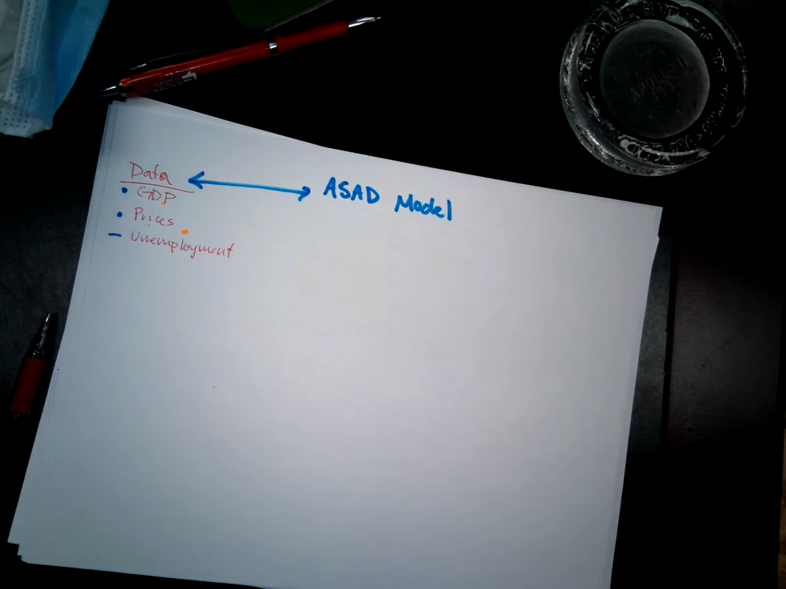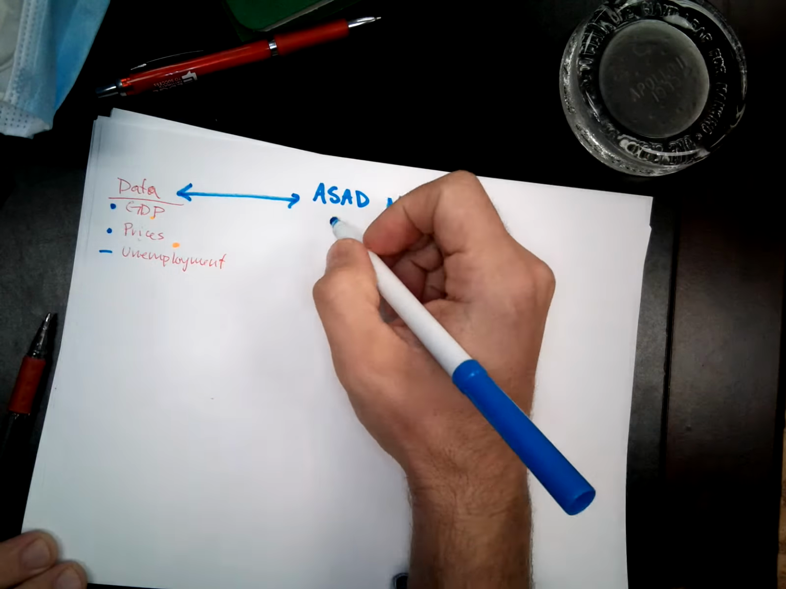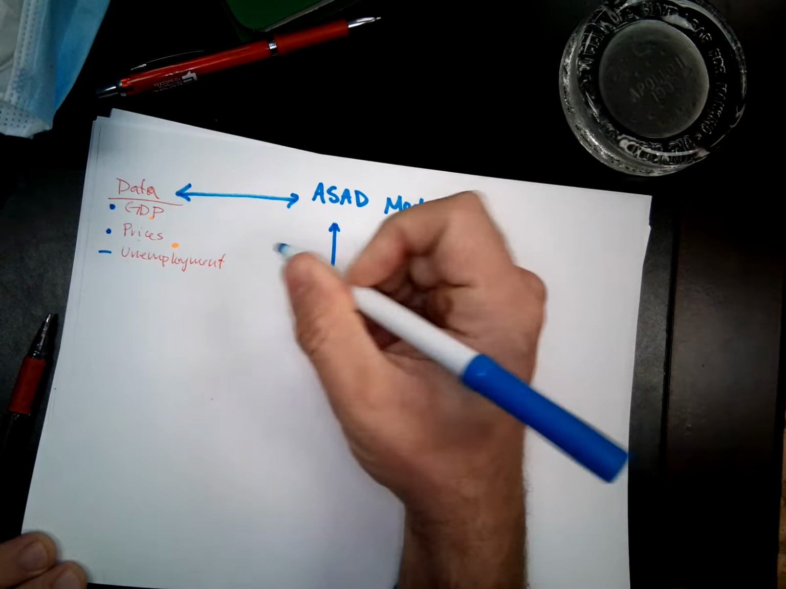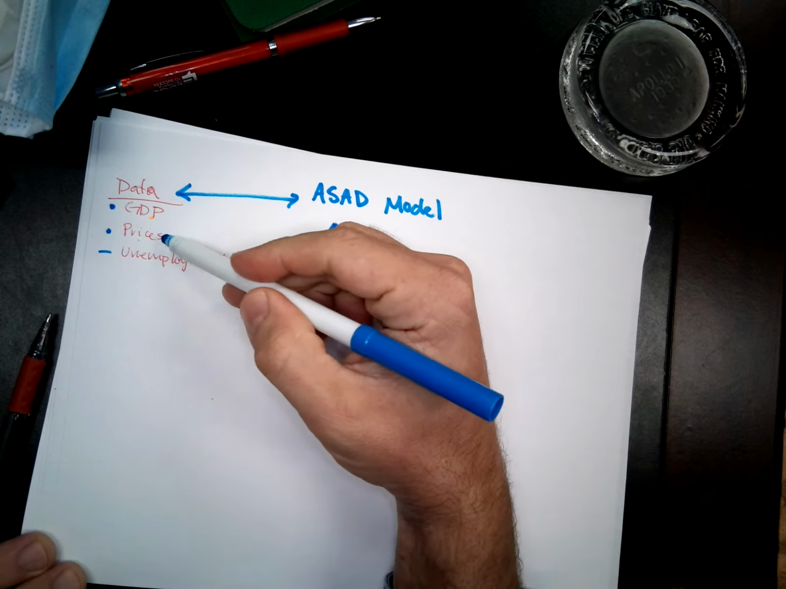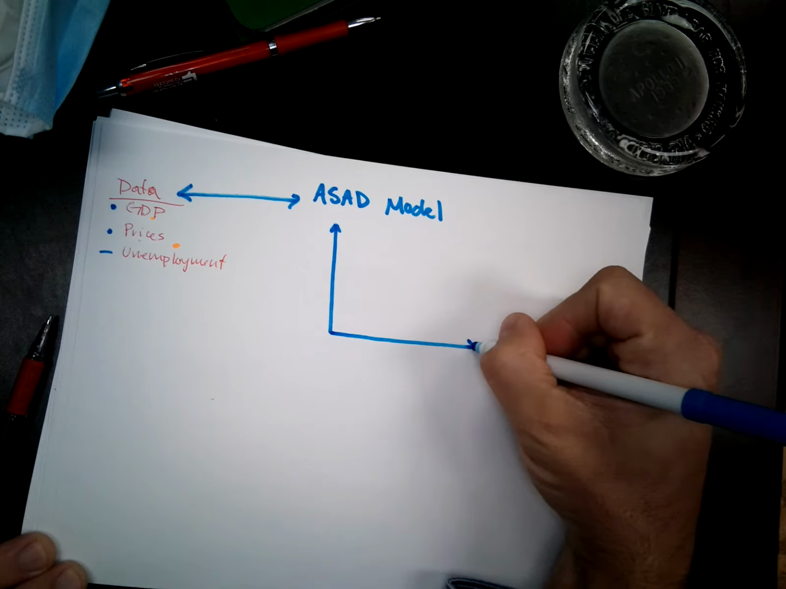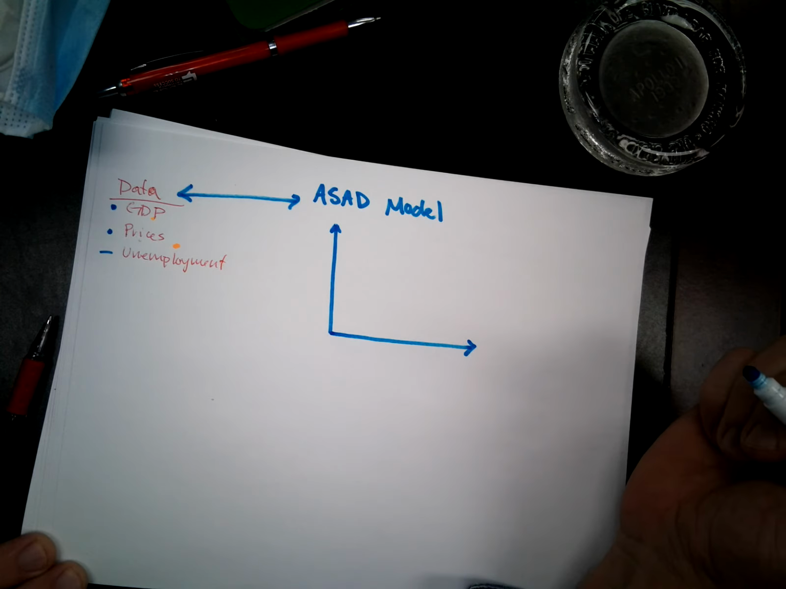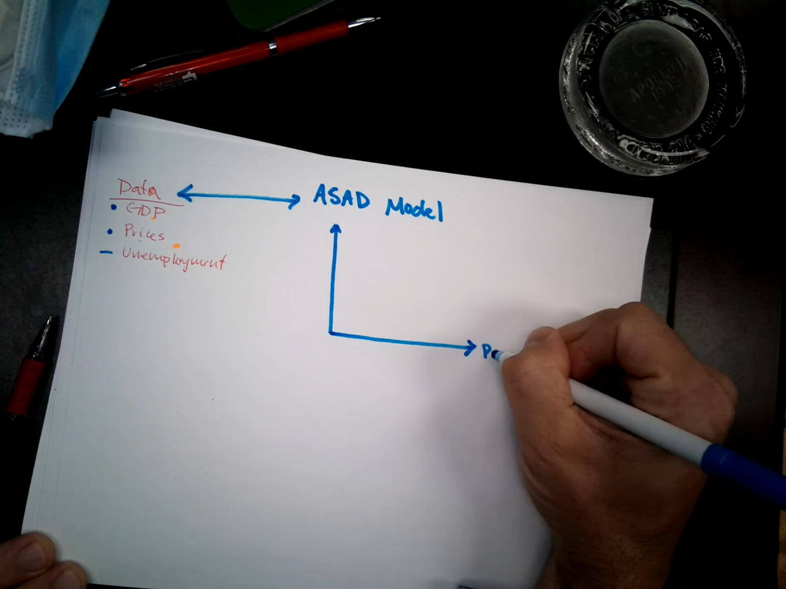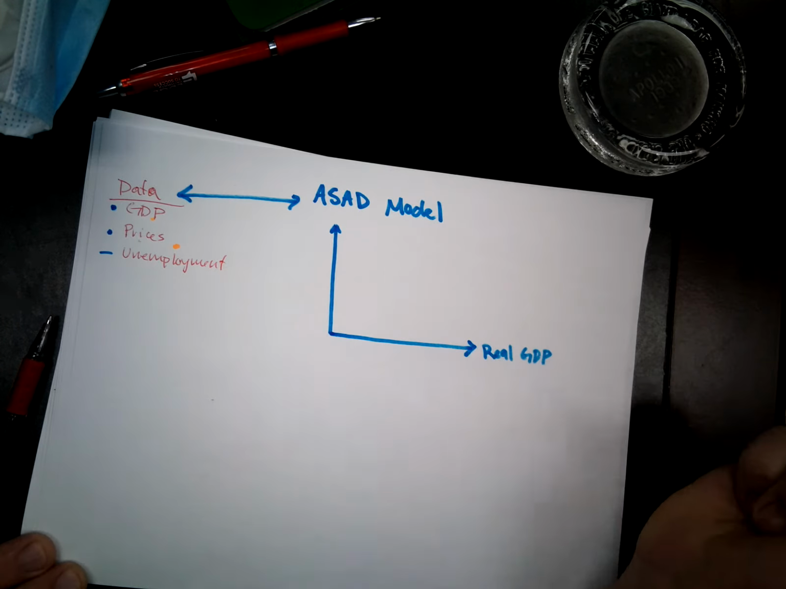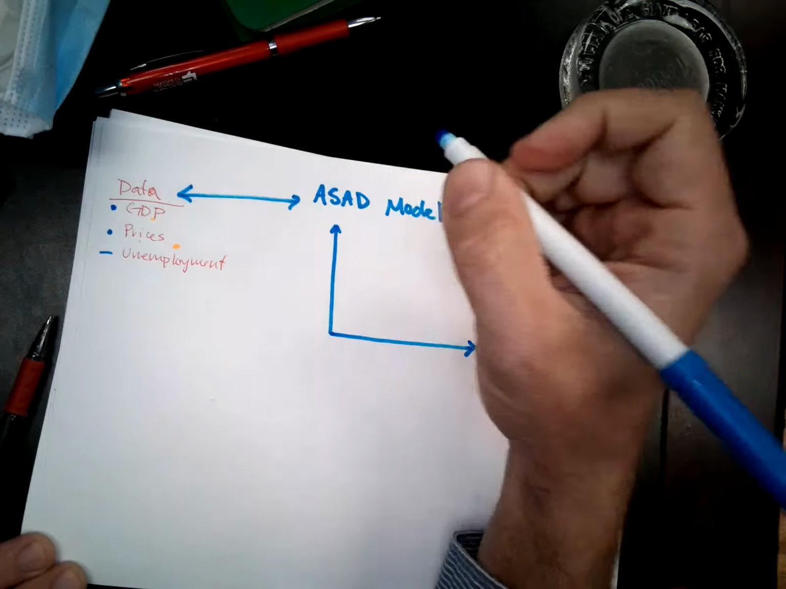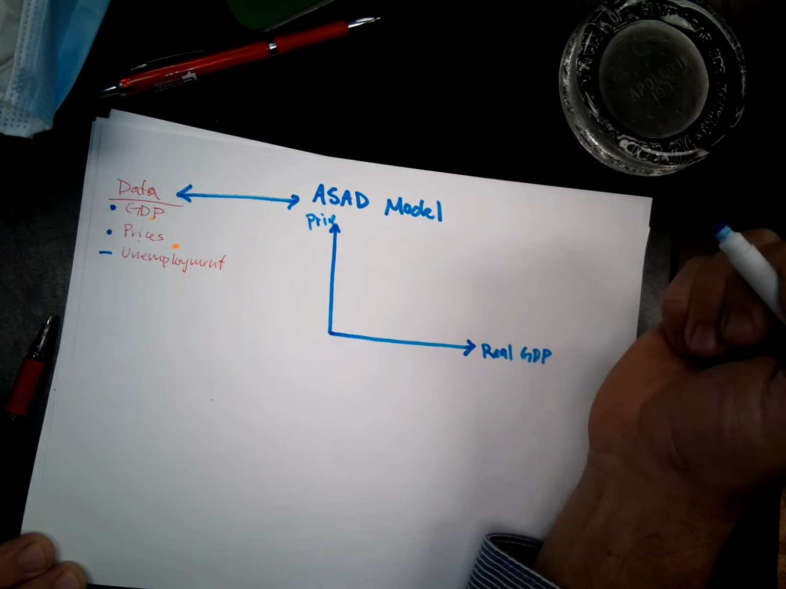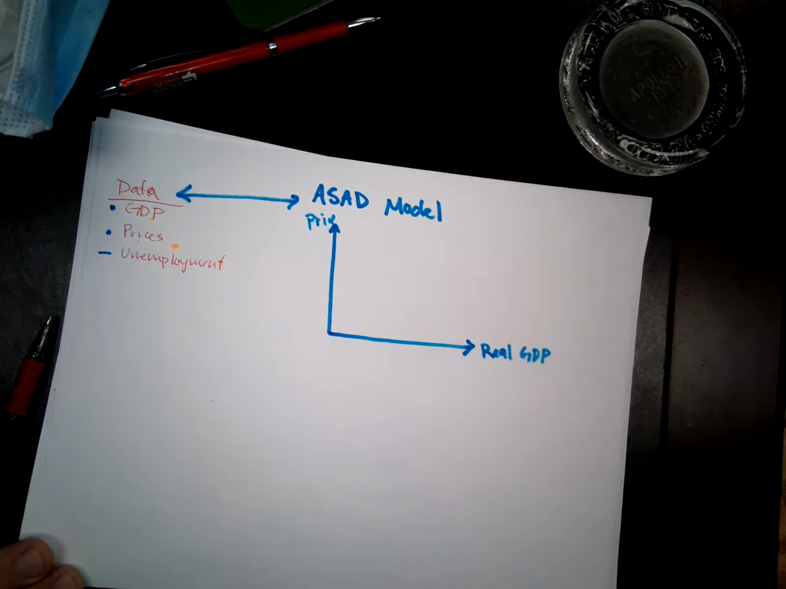And so we can start off drawing our model. We'll draw it in two dimensions. We have two variables, so we can think of an X and a Y variable, and we'll draw this in a two-dimensional space. We'll put real GDP on this axis, and we'll put the price level on this axis.